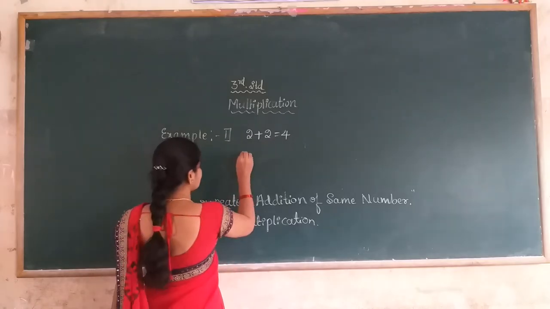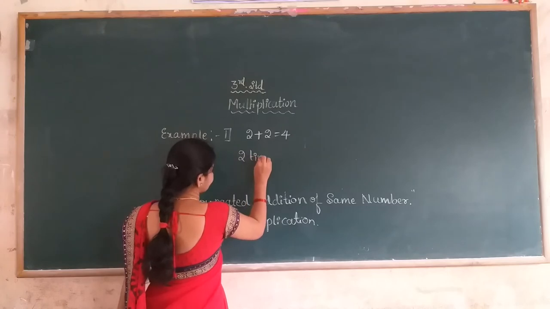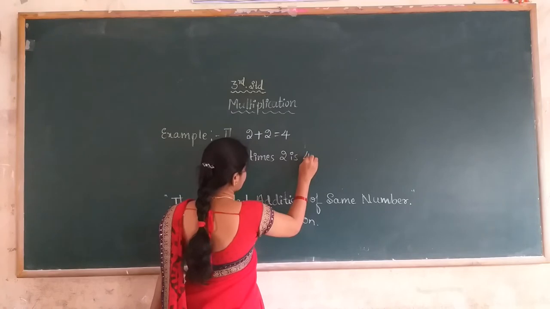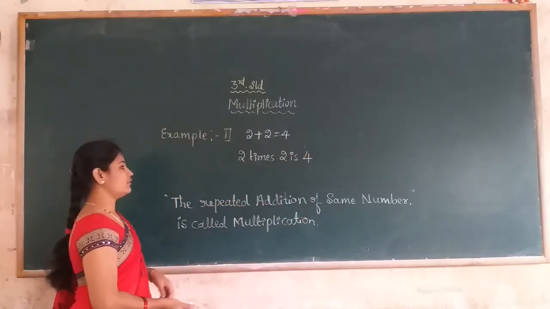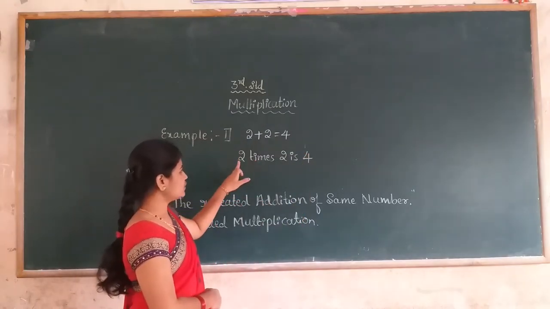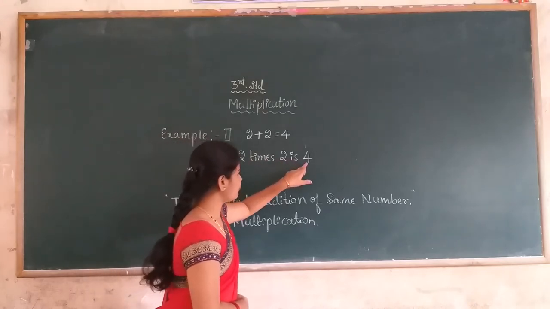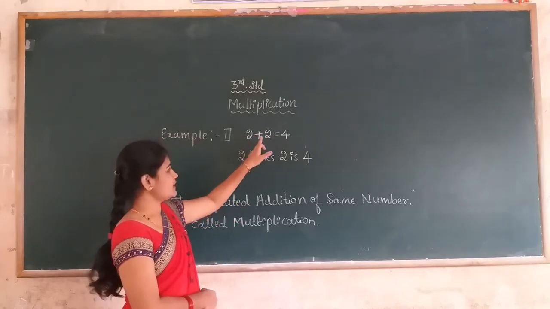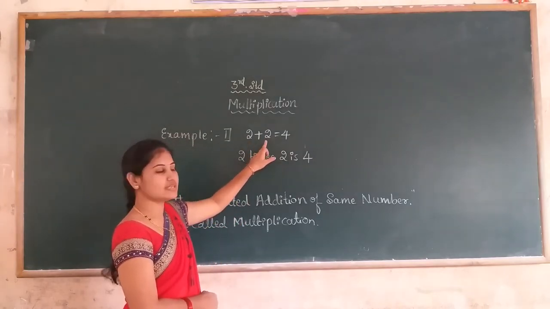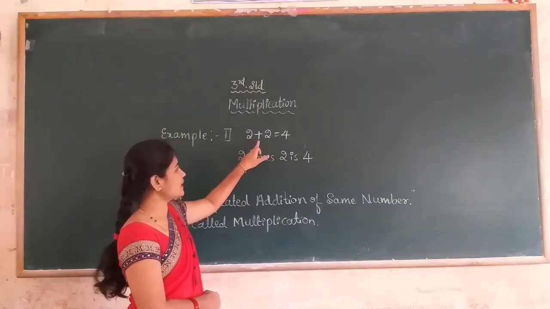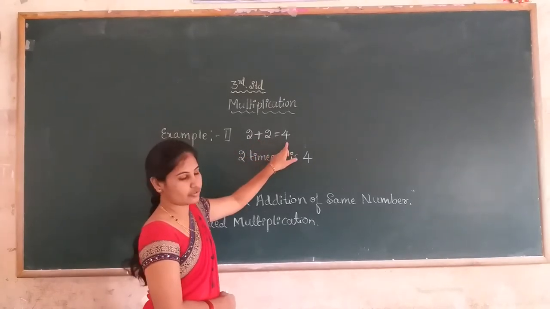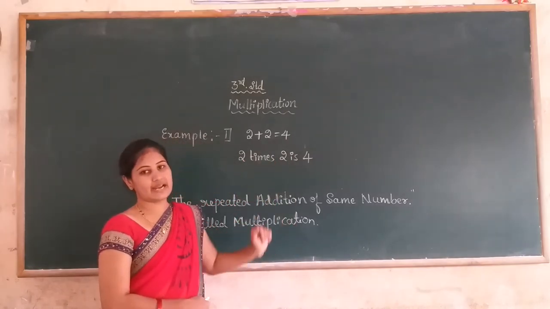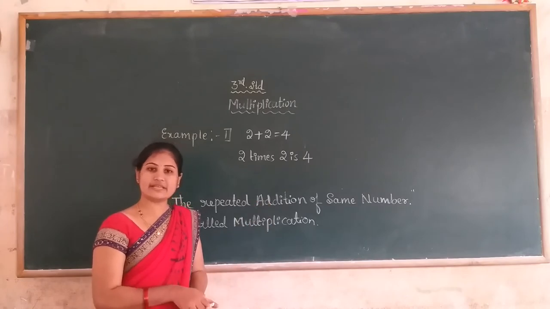How it is called? 2 times 2 is 4. Dear students, how we call it? As 2 times 2 is 4. 2 plus 2 is equal to 4. 2 is repeated 2 times. The addition of these 2 plus 2 we get 4. The 2 times 2 is 4. This is the repeated addition. How is it written in the multiplication form?